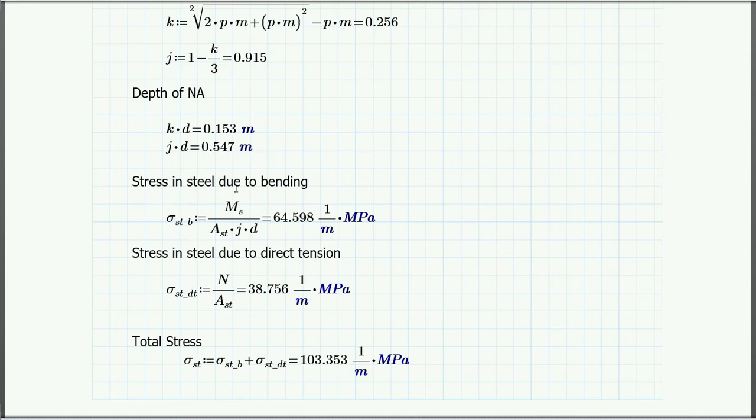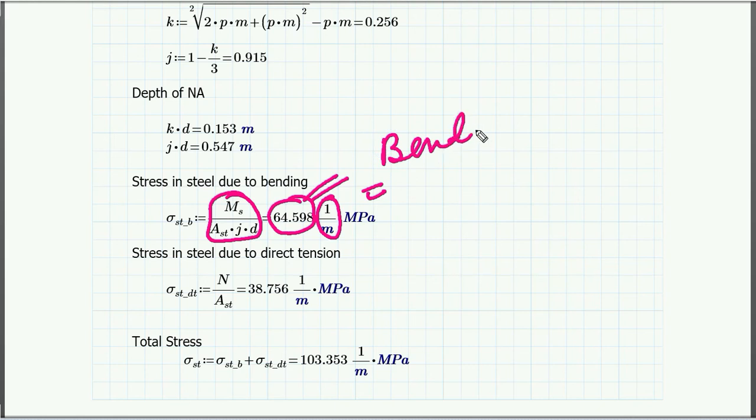Now the stress in steel due to bending. What will be the stress in steel due to bending? That will be Ms by Ast into jd, which in turn will give you 64.598 megapascal. Per meter, you just ignore it, because every calculation we are doing is per meter. So this is the stress in steel because of bending.